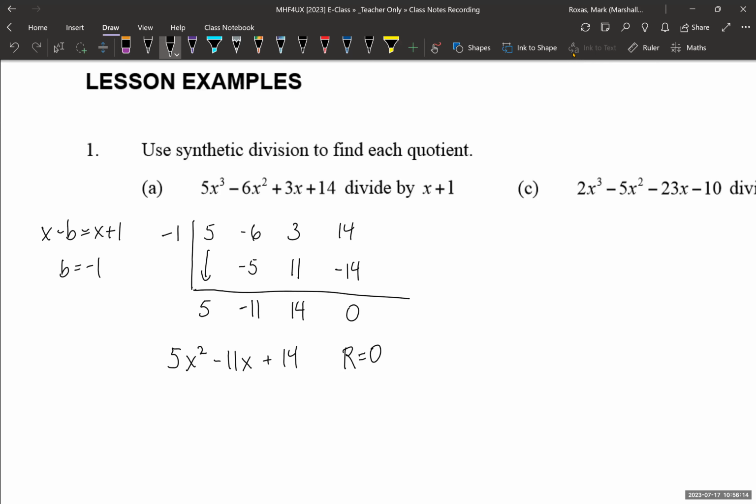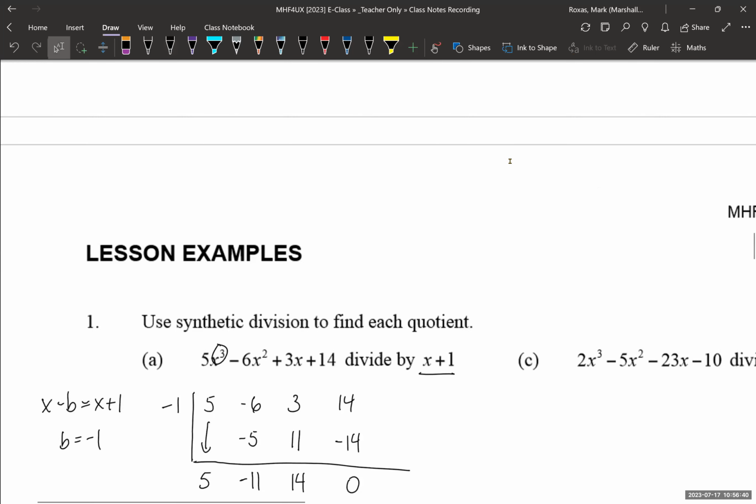How do I know it's x squared? Because I'm dividing an x cubed by a linear factor, so the next degree down would be a quadratic, so I would expect my quotient to be a quadratic. So that's the quotient. In some questions further on, we could probably further factor the quadratic to get all the possible factors. But for this question, we're just stopping there. Okay, so back up to our notes.